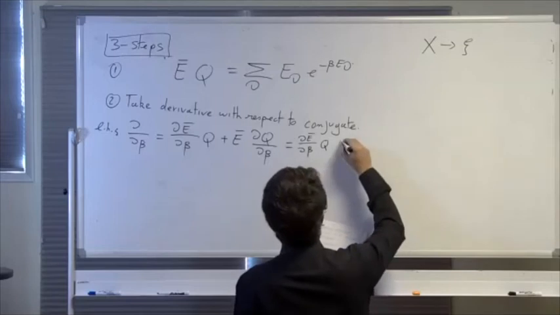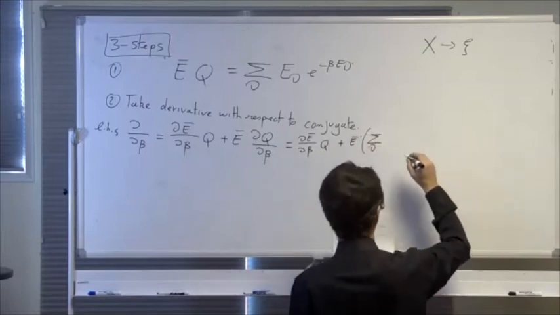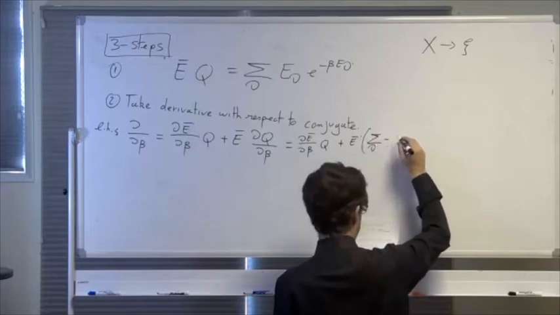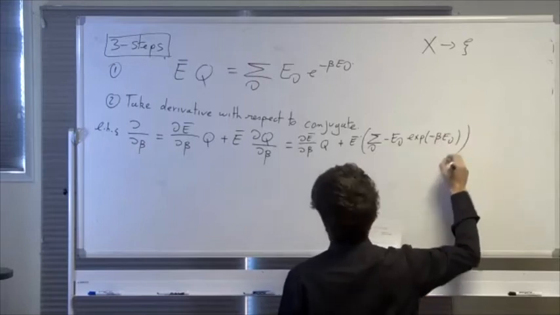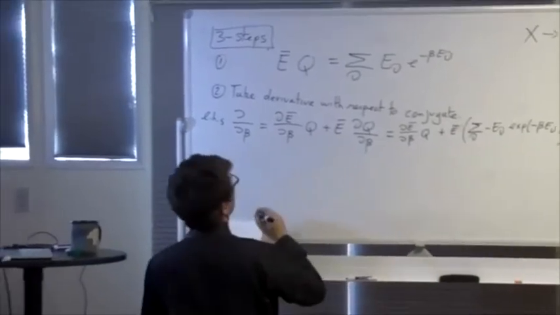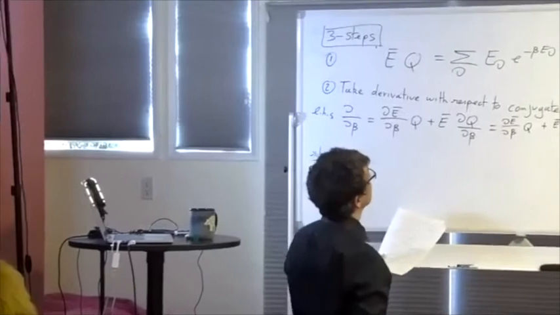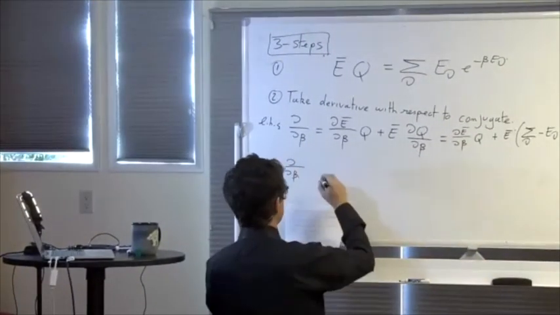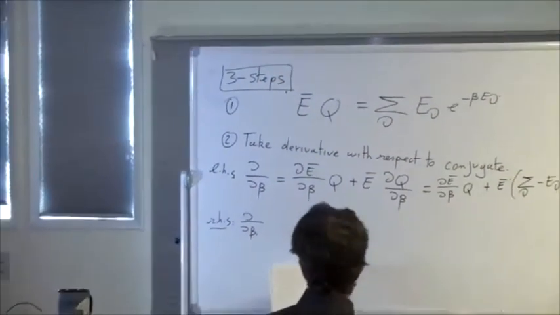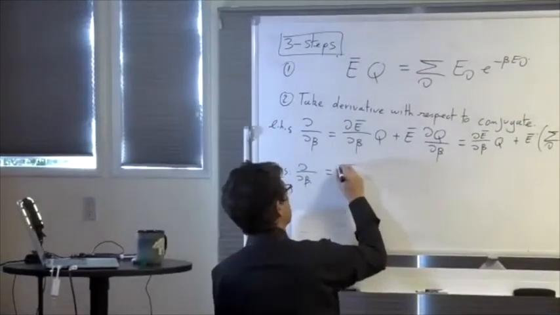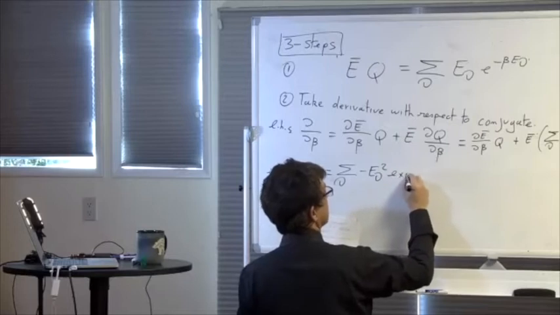So we now take plus E average times the derivative of Q with respect to beta. So that's the sum over microstates. And if I take a derivative of a partition function, that brings out a minus E nu of the exponential of minus beta E nu, right? Cool. Let's do the right-hand side. So I take d d beta, and on the right-hand side, I have the average energy. When I take the derivative of that, there's only one beta there, so that brings down another E nu. So this is where I'm going to get my square of the energy, right? So this is the sum over nu of minus E nu squared exponential minus beta E nu.